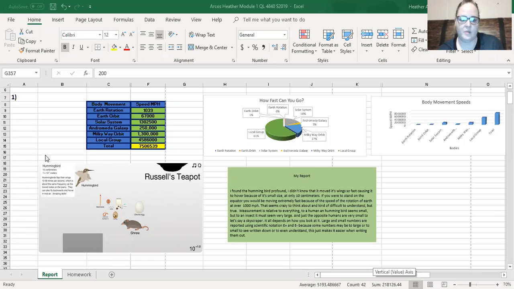I chose the hummingbird. I thought it's pretty cool that it's so small and it moves its wings so very fast that it kind of hovers around.